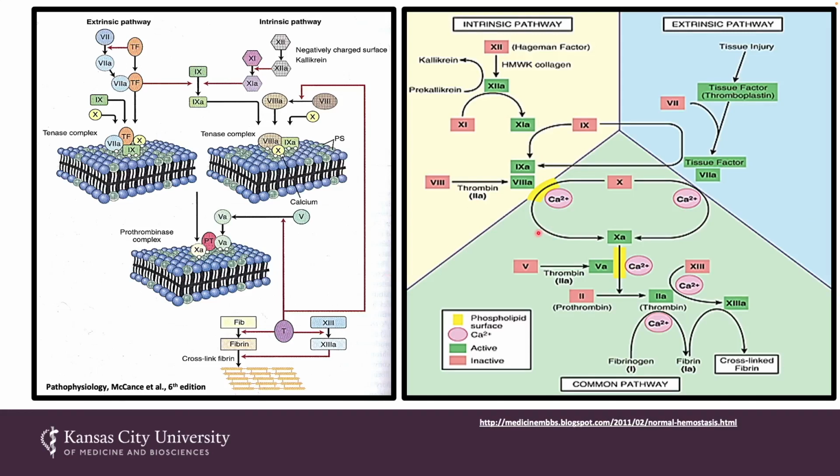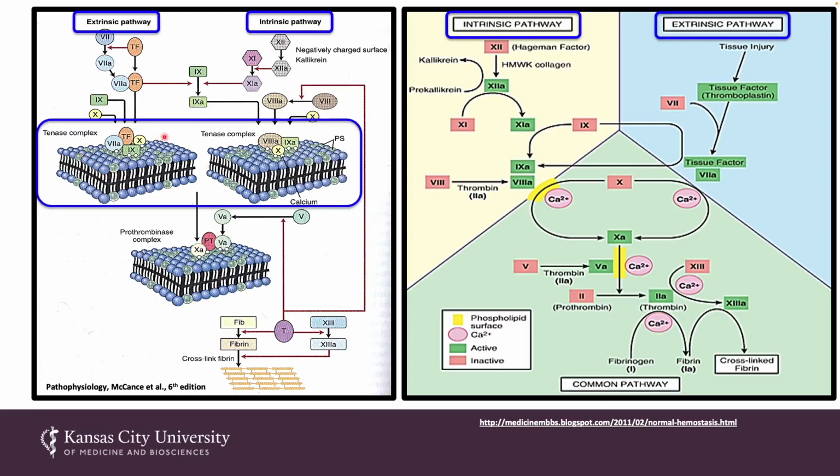Here are two figures depicting the extrinsic and intrinsic pathway, regardless of the mode of activation. In this figure on the left, you can see formation of the tenase complex at the cell membrane. The tenase complex consists of activated factors denoted by the small letter a. Wherever you see the small letter a, that means activated.